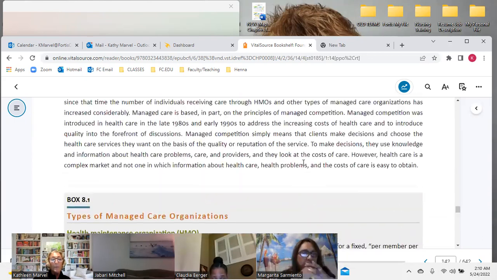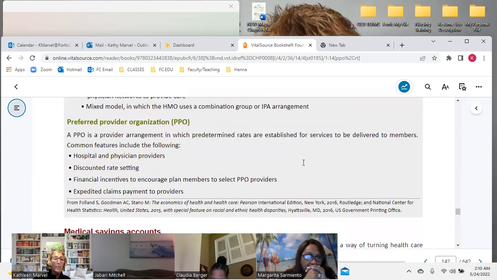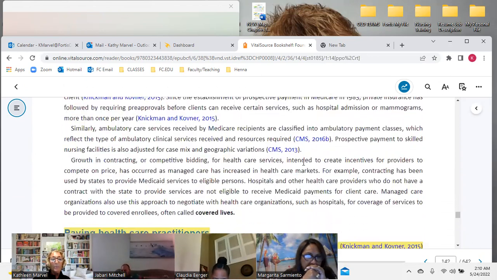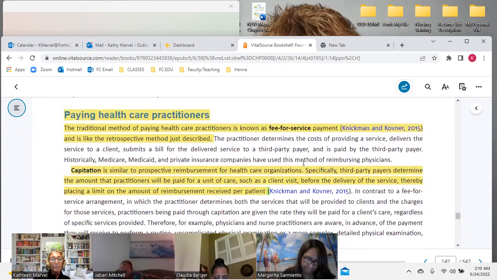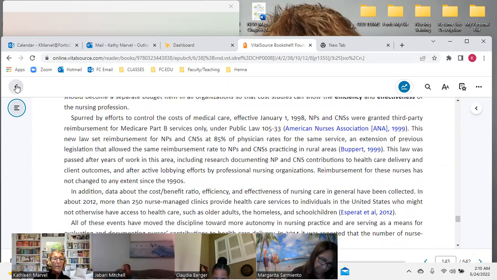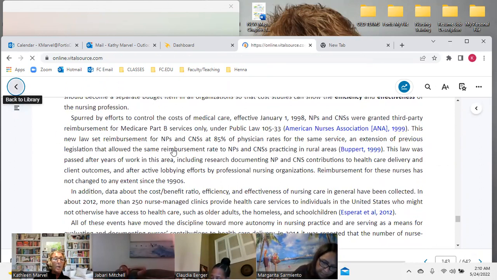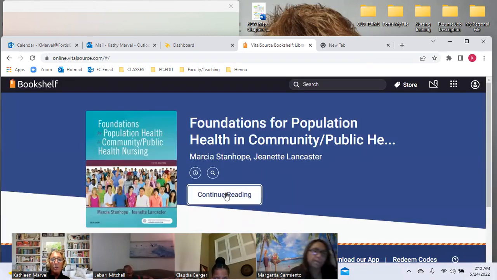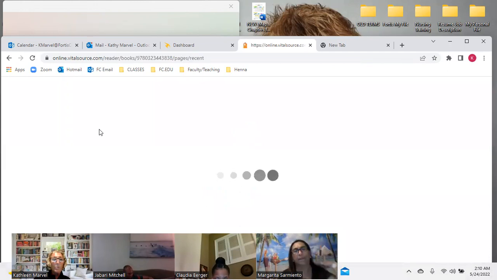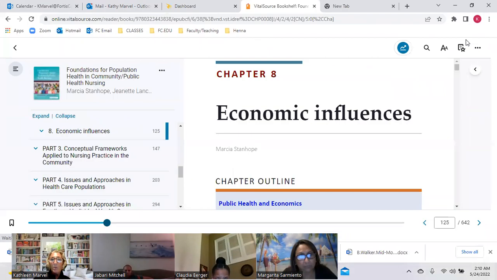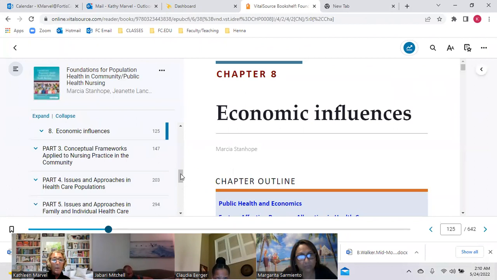So the rest of it is managed care and PPOs and HMOs and medical savings accounts. So that's our economic overview of how healthcare is managed. Any questions on that?